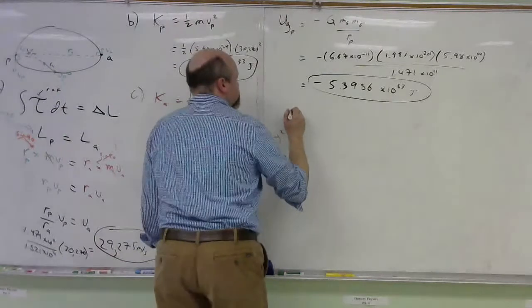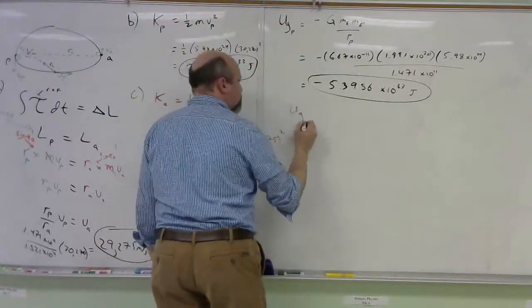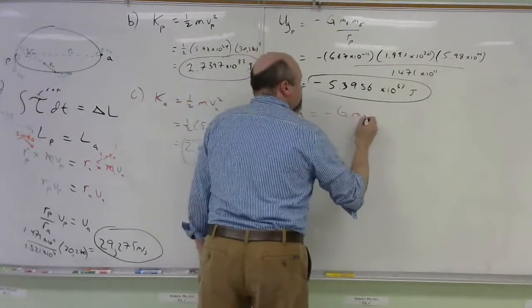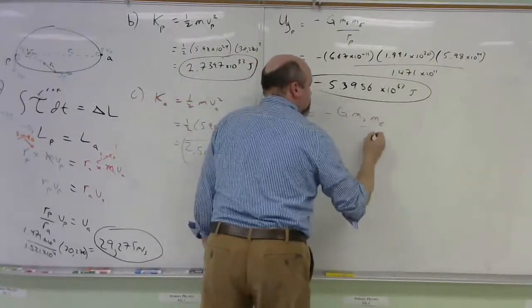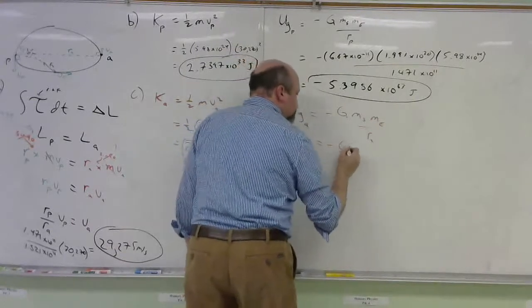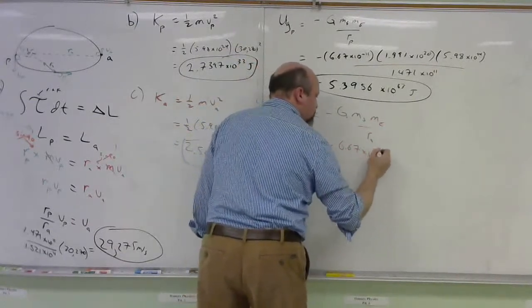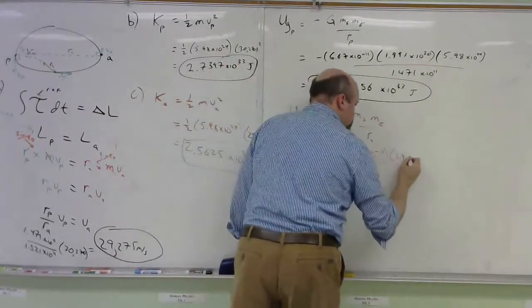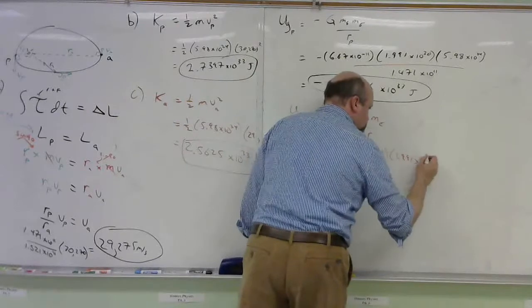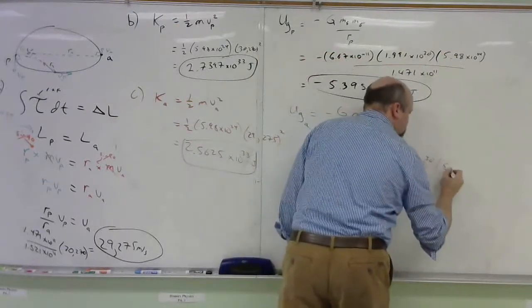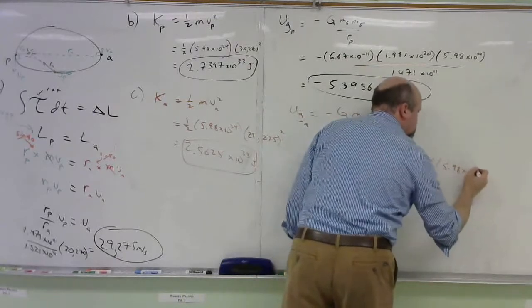And then do the potential energy at aphelion, UG, gravitational potential energy at aphelion. And it has to be minus G, mass of the sun, mass of the Earth, over that distance out at aphelion. When I go ahead and do that calculation, 6.67 times 10 to the negative 11 is the big G. The mass of the sun, 1.991 times 10 to the 30. And mass of the Earth, again, just like the top line there, 5.98 times 10 to the 24.